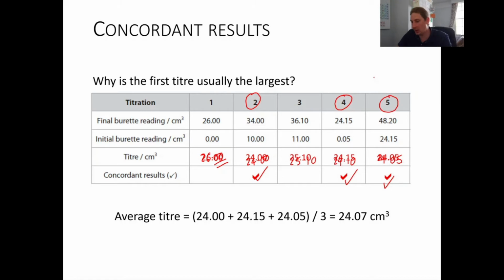There's some discussion about when you're giving the average, whether or not this should be given to the same precision as the starting data, so be led by that. So maybe it would be better to record that as 24.05, because otherwise you are inventing precision.